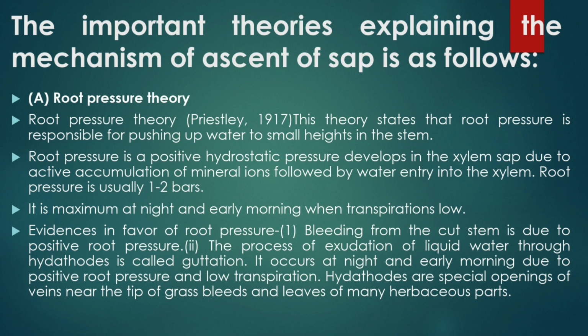It is maximum at night and early morning when transpiration is low. So there are some evidences which favor the root pressure, that is bleeding from the cut stem due to positive root pressure. Exudation of liquid water through hydathodes is called guttation. It occurs at night and early morning due to positive root pressure and low transpiration. So what is a hydathode? It is a special opening of a vein near the tip of grass blades and leaves in many herbaceous plants.